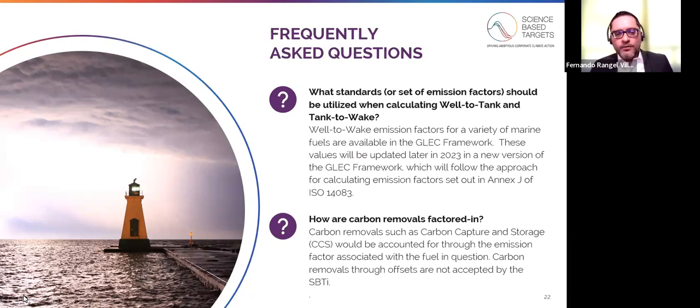Another frequent question is how are carbon removals factored in? So carbon removals such as CCS happening upstream during fuel production would be accounted for through the emission factor associated with that fuel in question, and that is why the well-to-tank extended boundary makes a difference and is quite important. So CCS would be reflected in the emission factor. However, please note that carbon removals through offsets are not currently accepted by the SBTi. That's a position we have held since the beginning of the initiative, that offsets can be applied above and beyond your science-based target, but cannot count towards the emission reductions required from a given sector. Next slide, please.